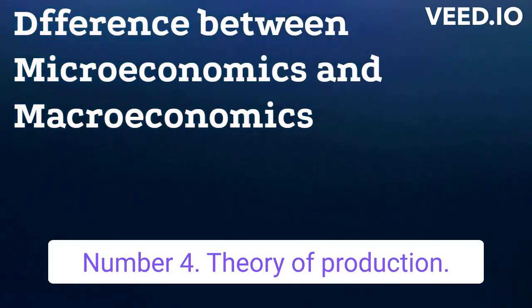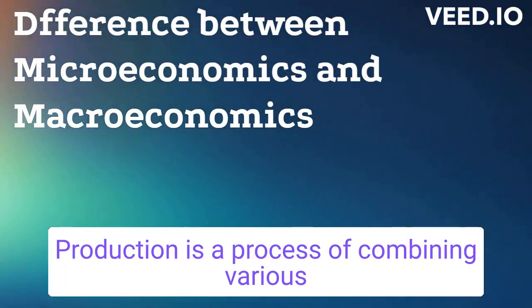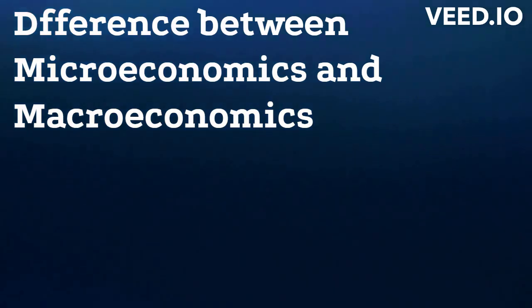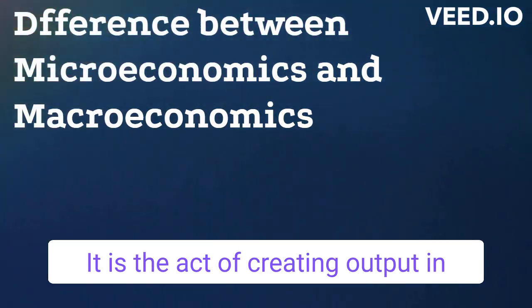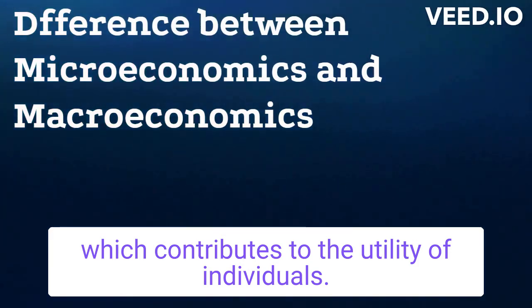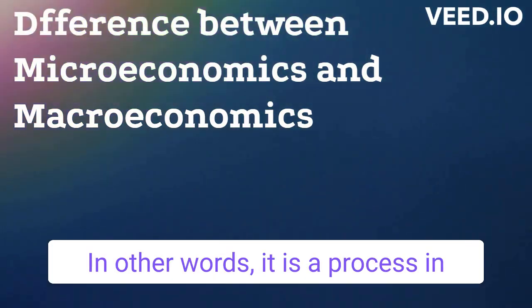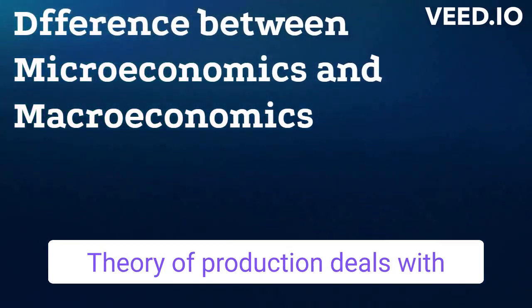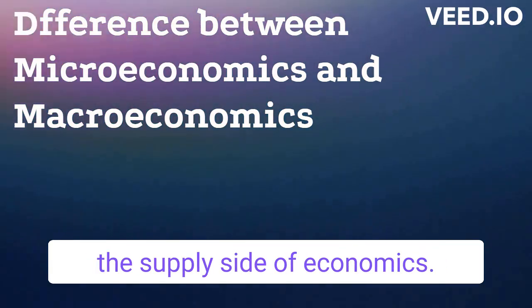Number 4. Theory of production. Production is a process of combining various inputs to produce an output for consumption. It is the act of creating output in the form of a commodity or a service which contributes to the utility of individuals. In other words, it is a process in which the inputs are converted into outputs. Theory of production deals with the supply side of economics.